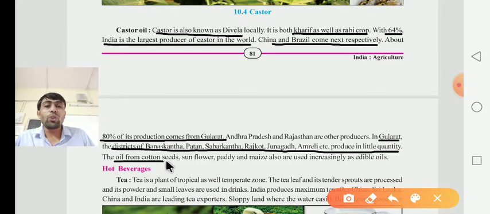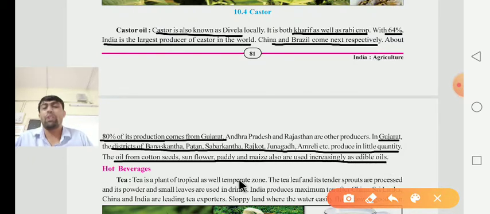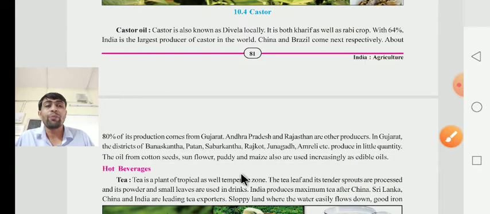The oil from cotton seeds, sunflower, paddy and maize is also increasingly used as edible oil. Edible oil, you know very well, is khadya tel.